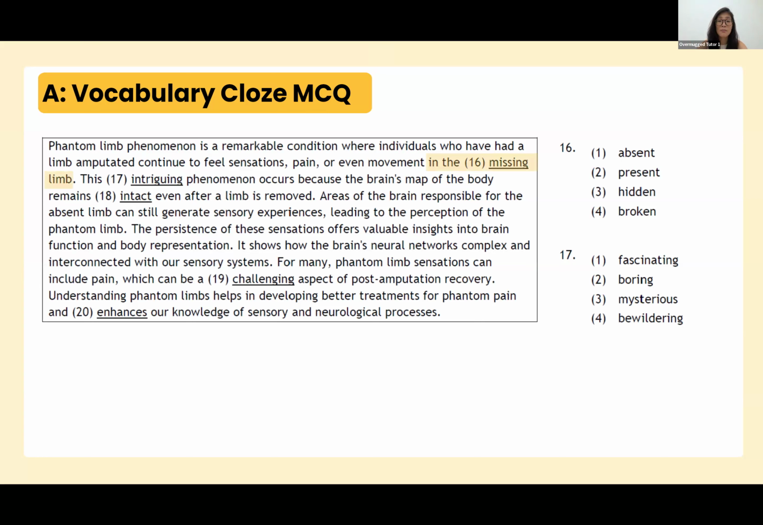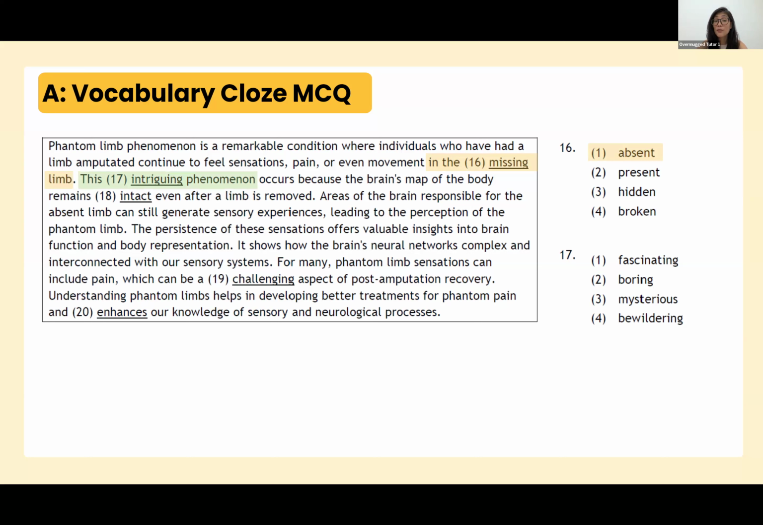In 16, it mentions in the missing limb. Now, this limb was originally there, but it's no longer there, all right? So the best answer to describe this is absent. It cannot be hidden. It cannot be broken either. Question number 17.